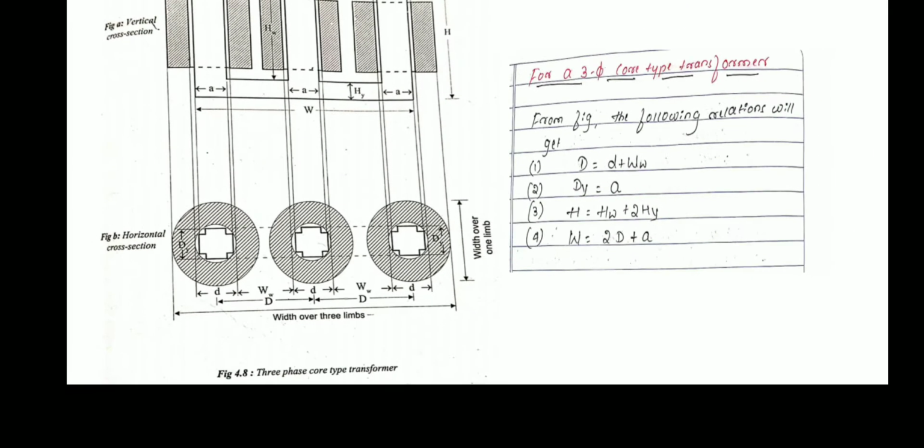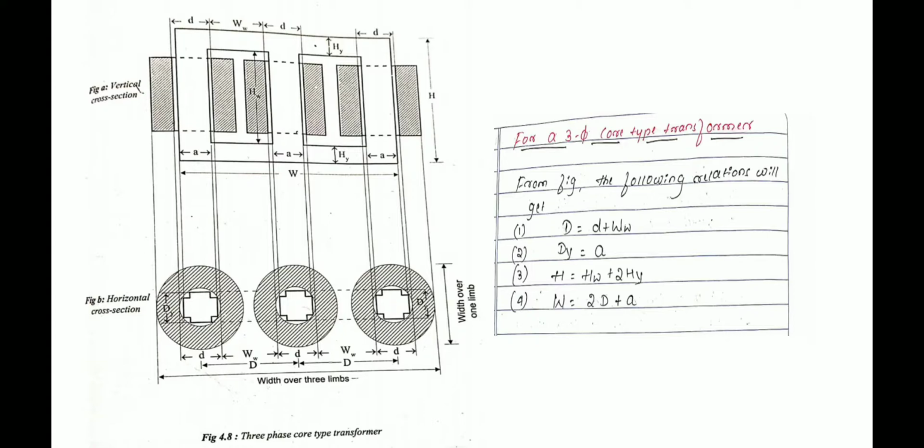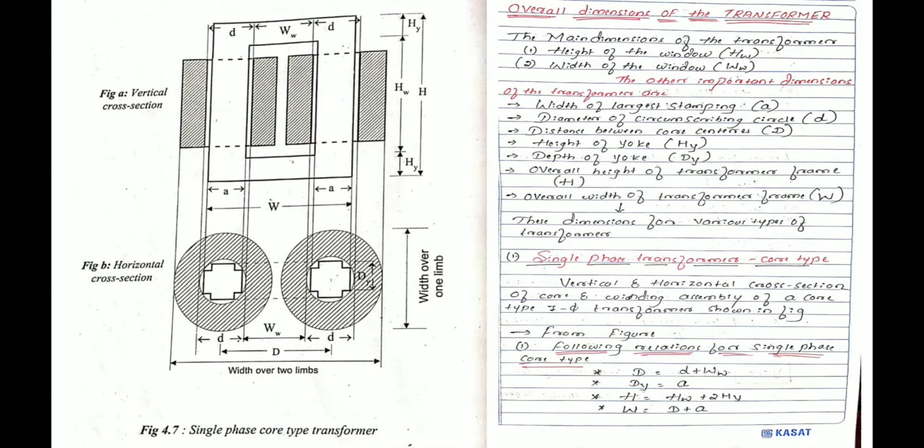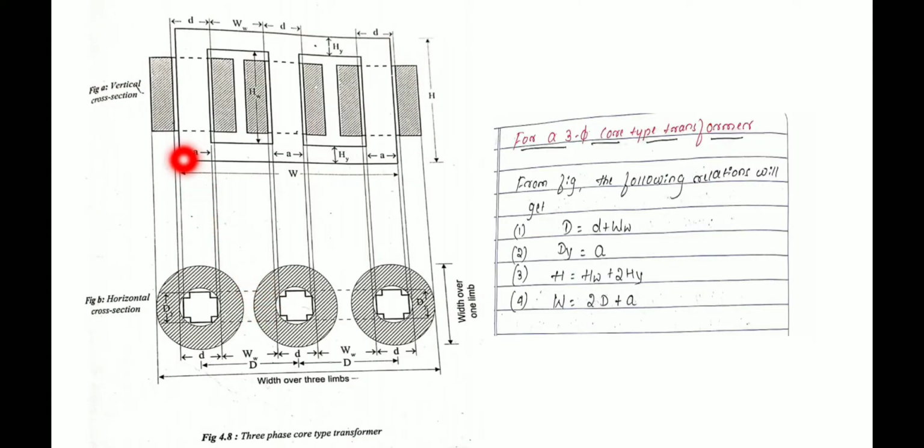Next thing, it is the overall height of this frame. How will we write it? The overall height of this frame is capital H. So inside, HW will be there, plus HY, nothing but HW plus 2HY. One HY is here, one more here. So it will be the height of the window HW plus 2HY, H equal to HW plus 2HY. Next, overall width of this transformer frame. From this distance between two adjacent limbs, how many are there? Capital D plus capital D, 2D, plus the width of the largest stamping.